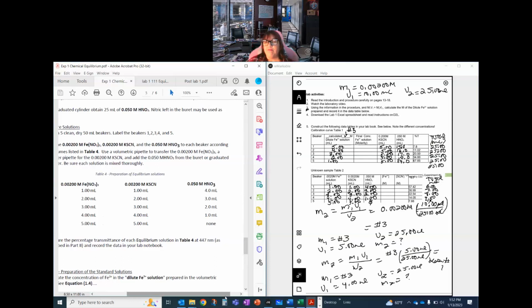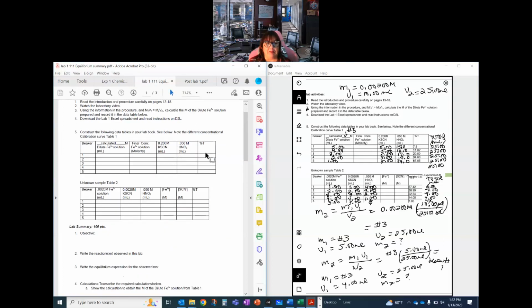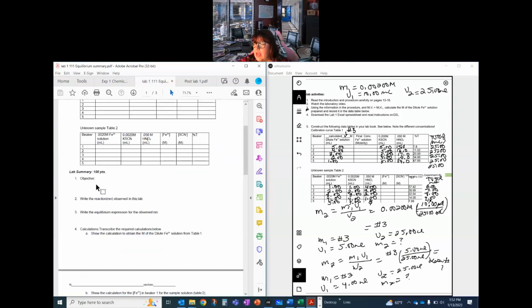What I'm going to tell you is that inevitably, when you're filling out the summary, they're going to ask you to calculate things that will go in this table. So let's take a look at the summary. The first thing that they ask me about, and I'm going to change over and do a different document here, I'm actually going to go to the summary.